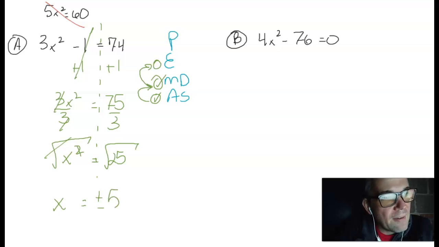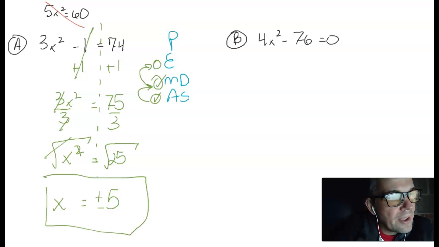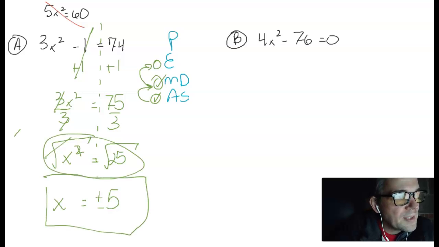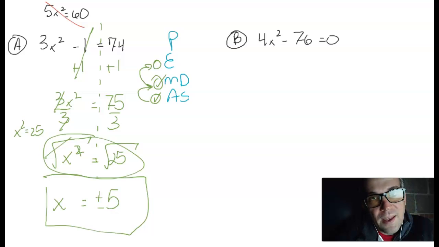So that'll be 5. And I do want to point out that at this point, when we have x squared equals 25, we are looking for numbers that multiply by themselves to make 25. Both positive 5 and negative 5 do that. 5 times 5 is 25. Negative 5 times negative 5 is also 25. And so I need to include both answers. But that's only because I, as a problem solver, put the square root in there.